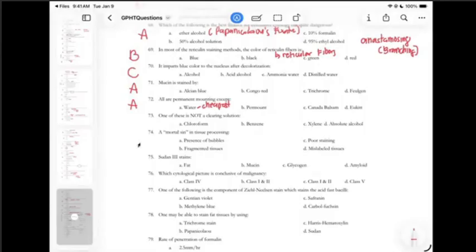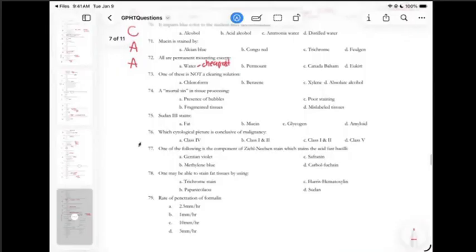So 72, letter A. 73, which of the following is not a clearing solution? So that is absolute alcohol. Absolute alcohol is for dehydration. 73, letter D. 74, what is a mortal sin in tissue processing? Of course, mislabeling. Just like in the profession, no? Okay, so mislabeling or walang label.